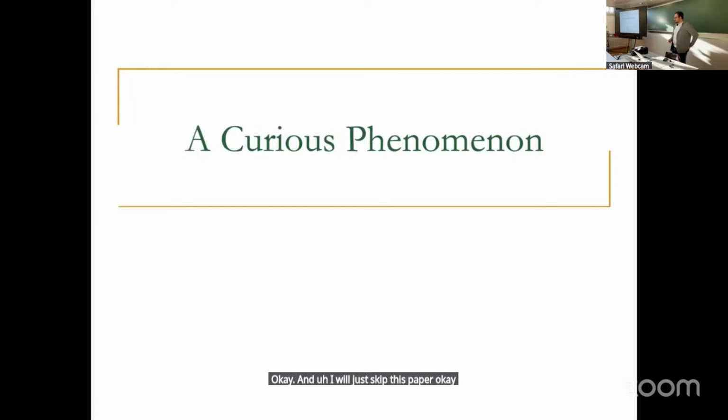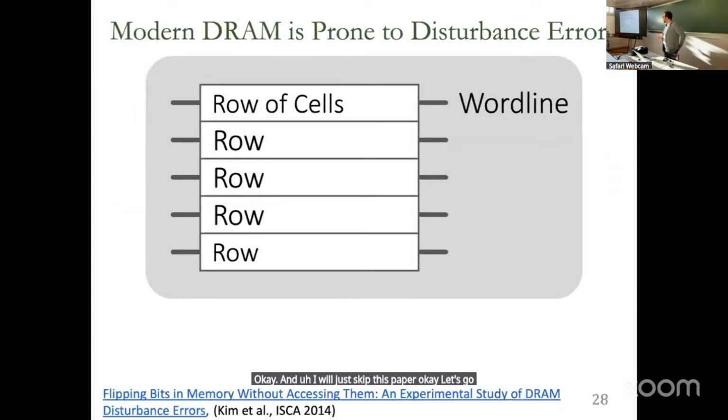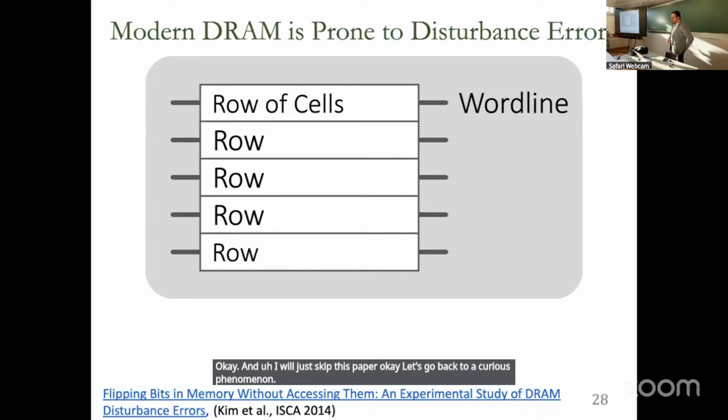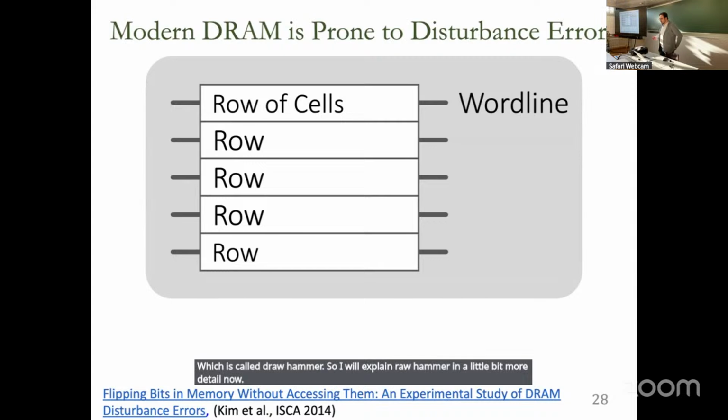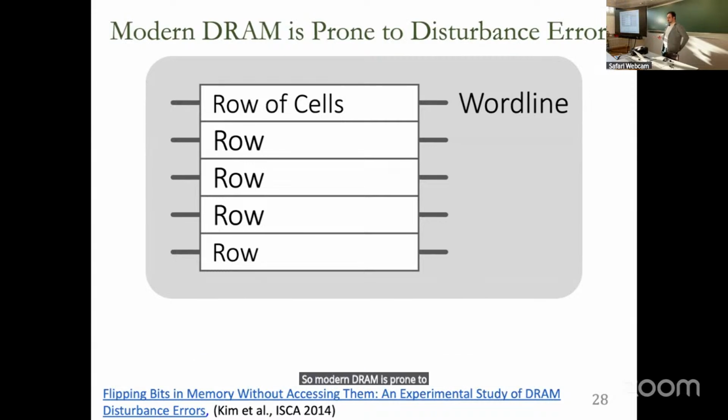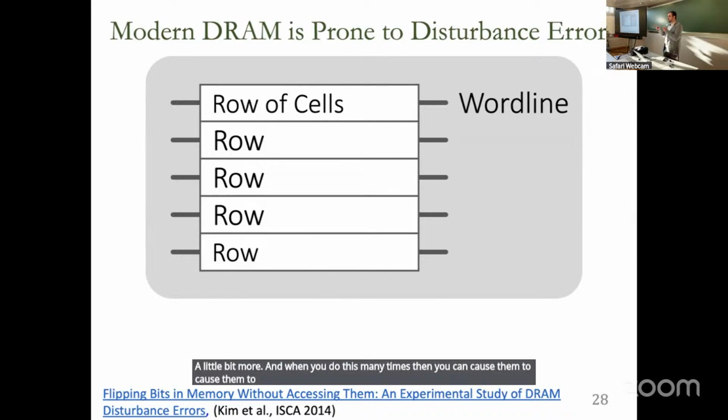Okay, let's go back to a curious phenomenon, which is called RowHammer. I will explain RowHammer in a little bit more detail now. Modern DRAM is prone to read disturbance errors, meaning that when you access a cell, it creates noise on other cells physically nearby it, and it can lead them to lose their charge a little bit more. And when you do this many times, then you can cause them to experience some bit flips.